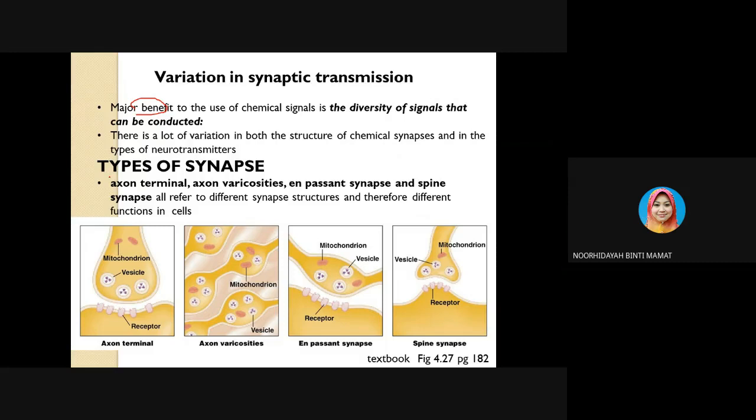All right. So this is based on the types of synapse, for example the axon terminal or the axon varicosities, and the unfastened synapse. The unfastened synapse is where one neuron joins at the place beside the axon terminal. They have the same function and effect, merely in a different place. They are side by side. So this is the unfastened synapse, and also the spine synapse. All of these refer to different synapse structures and therefore different functions in cells.